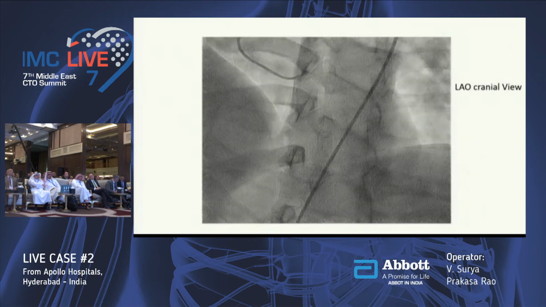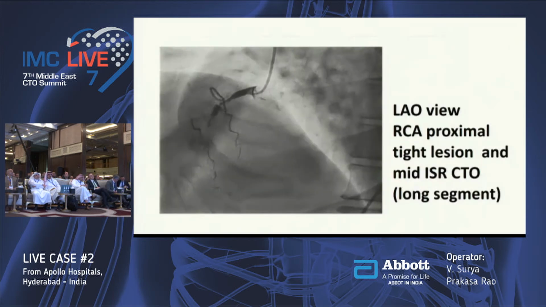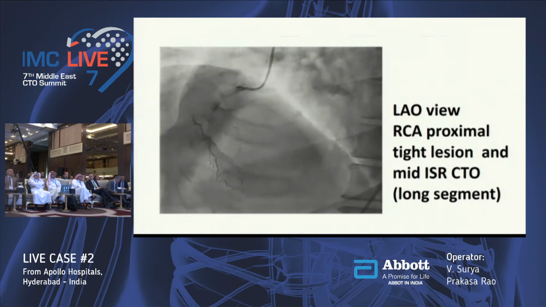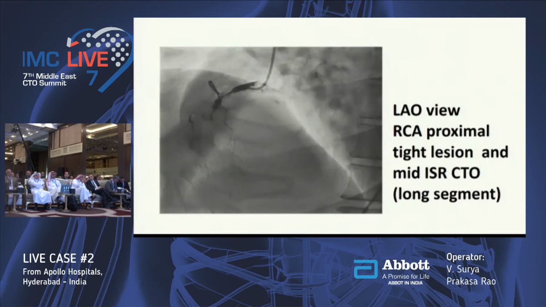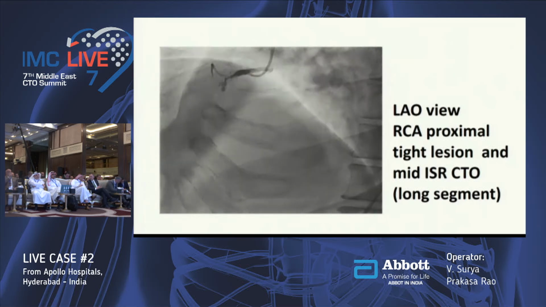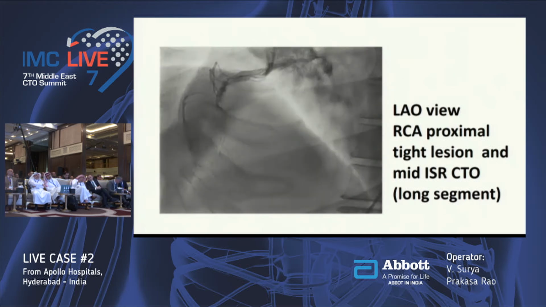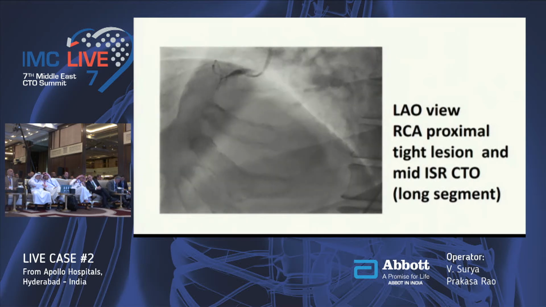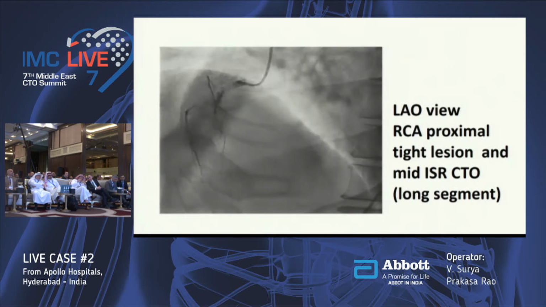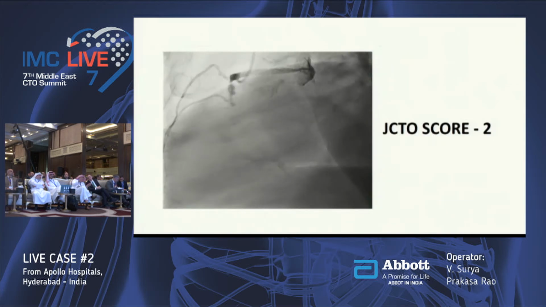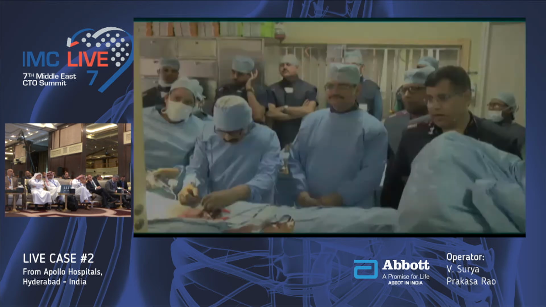So the CTO. There is a proximal tight lesion with a significant mid-segment CTO. This is an ambiguous cap, with bifurcation of the RV branch and a long segment CTO, which qualifies it as approximately a J-CTO score of 2. Next. Next. And with that, I'm going to hand over to Dr. Surya Prakash, who is our mentor and leads the CTO.